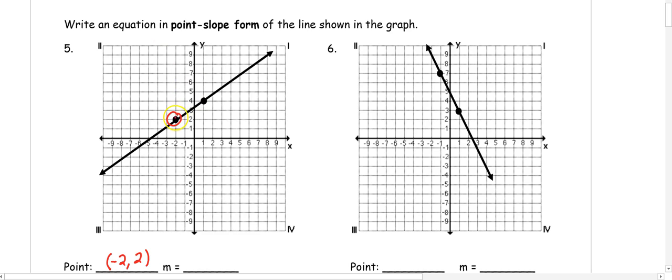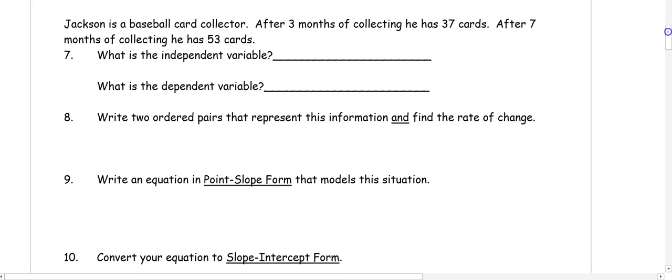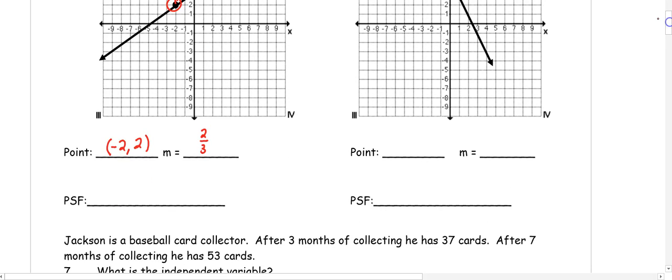My slope, to get from one point to the other, I went up 2 and over 3, so my slope would be 2/3. So to write my equation then, my equation in point slope form would be y minus 2 equals 2/3 times x plus 2. So remember, when you write your equation, it gets the opposite sign.